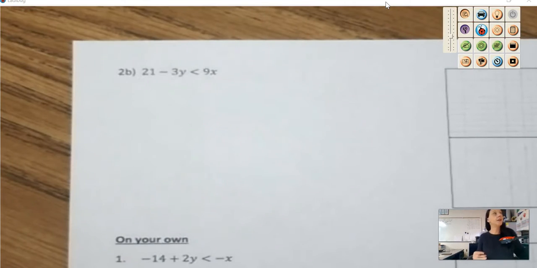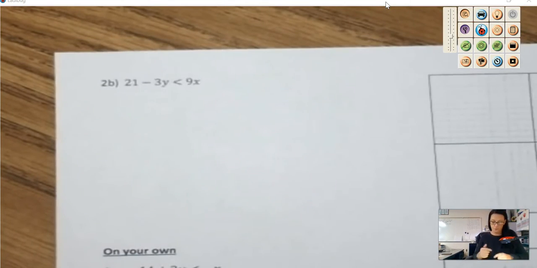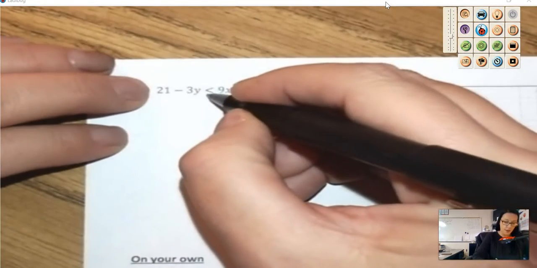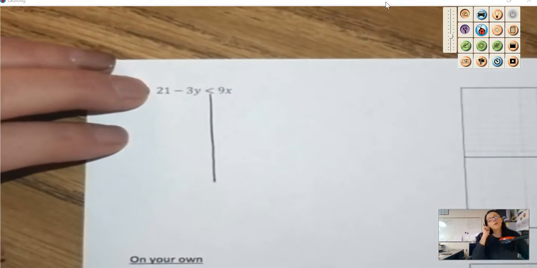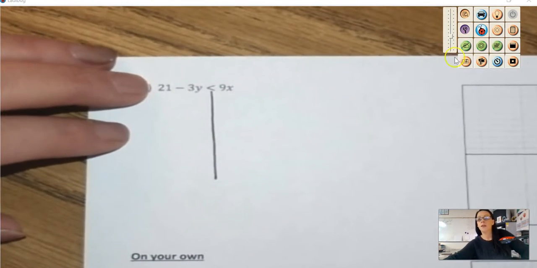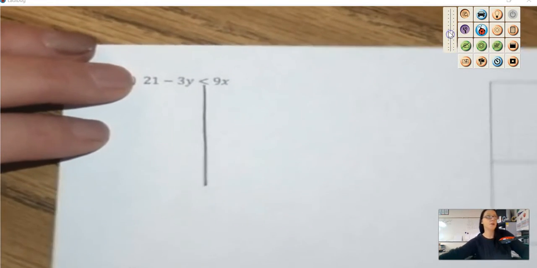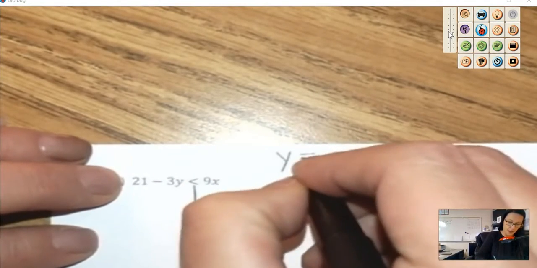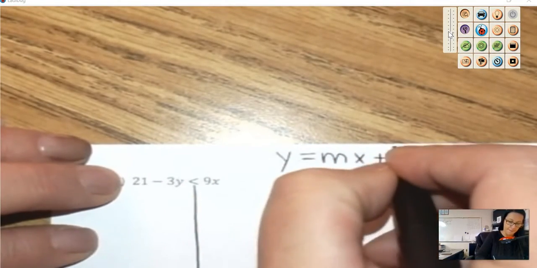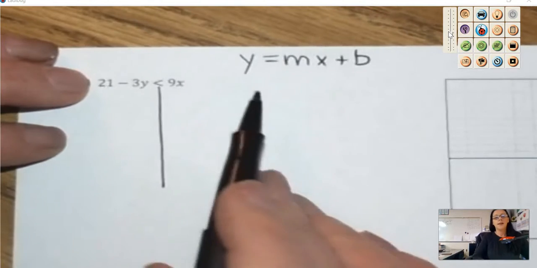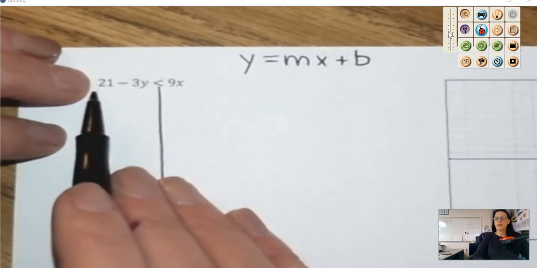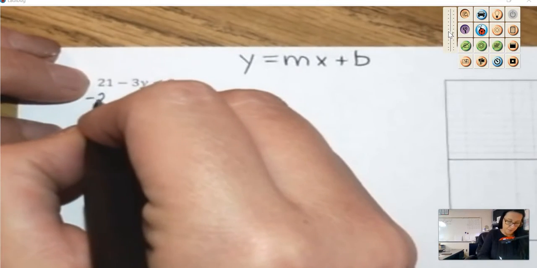Okay, so looking at example 2b, this did not print on our notes earlier, so it's going back to graphing an inequality. So if I look at this inequality, I'm going to solve it just like I would if it was an equal sign, because I want to put this into slope-intercept form because I need to graph it. So graphing is really easy when it's in y equals mx plus b format. So I want to get the y by itself. So look at the side that has the y, get rid of the 21 first.